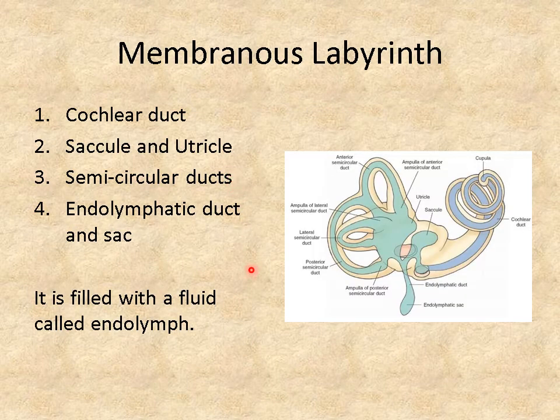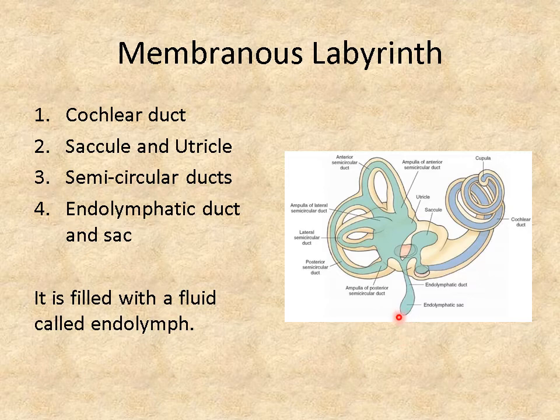If we break or open the bony labyrinth, we'll find inside it the membranous labyrinth. The membranous labyrinth is composed of the cochlear duct lying inside the cochlea. Inside the vestibule, we'll find 2 sacs or 2 chambers, the saccule and the utricle. And inside the semicircular canals, we'll find the 3 semicircular ducts. In addition to a 4th structure, the endolymphatic duct and the endolymphatic sac.